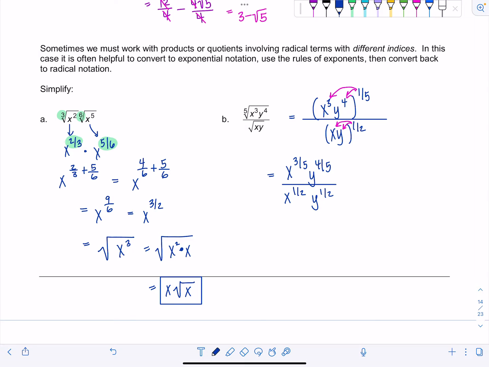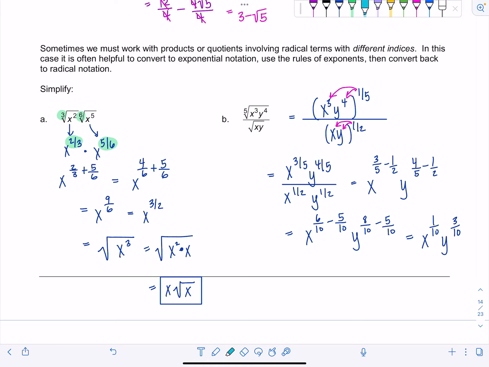And when we have division, our rules of exponents tell us to subtract top minus bottom. So we'll have x to the 3/5 minus 1/2 and y to the 4/5 minus 1/2. Now it's fraction time. Common denominator's 10. So x to the 6 over 10 minus 5 over 10 times y to the 8 over 10 minus 5 over 10. I know it's ugly. And then this is going to be x to the 1/10, y to the 3/10.